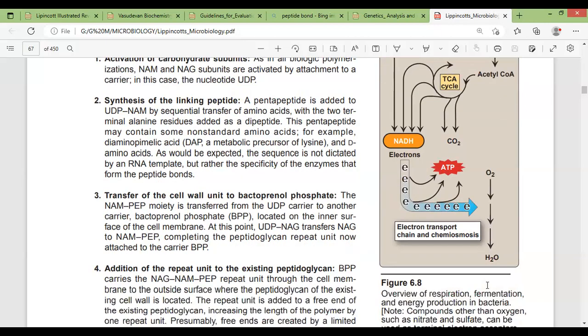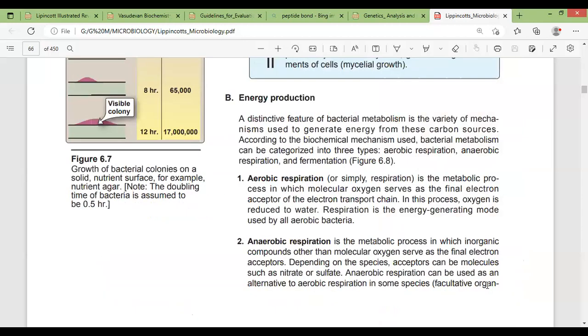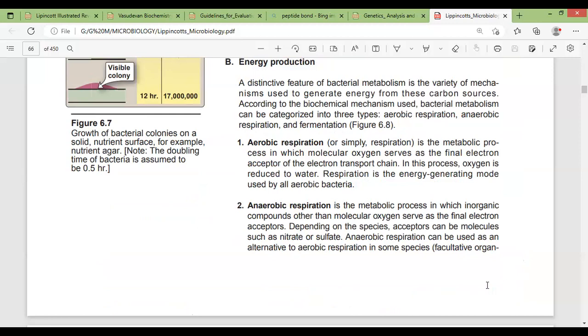So in terms of energy, know that bacteria can undergo three mechanisms for energy production. That is aerobic respiration, in the presence of oxygen. Then we also have anaerobic respiration, right? Anaerobic, I think we all know what it means, that we don't have oxygen.